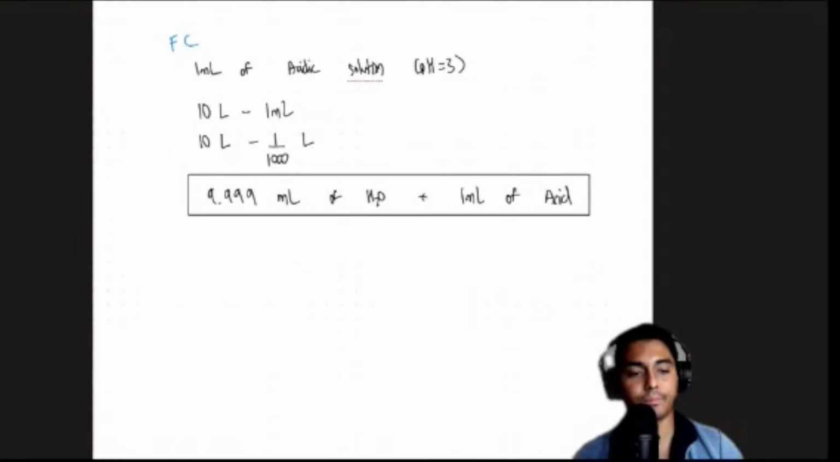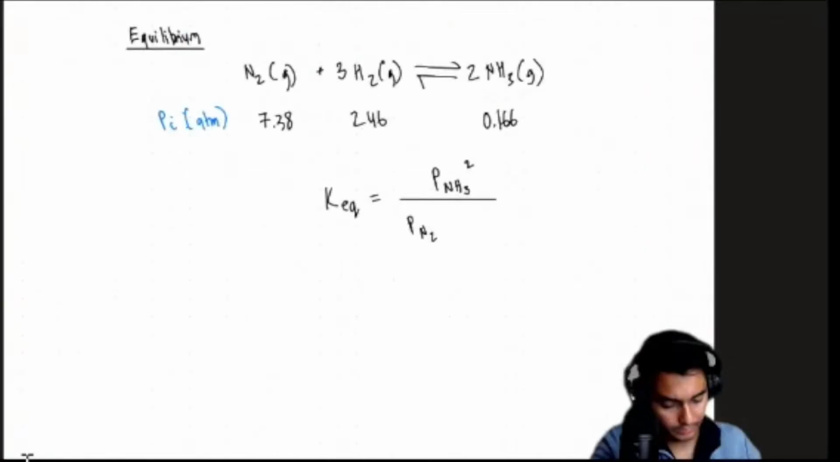All right, so KEQ is going to be products over reactants always, okay? So what is KEQ? It's products over reactants. So what's our product here? It's going to be the P sub NH3, that's the partial pressure of NH3 quantity squared, divided by the partial pressure of N2 gas times, well, what do we have as the reactant? That's going to be the partial pressure of H2 to the third power.